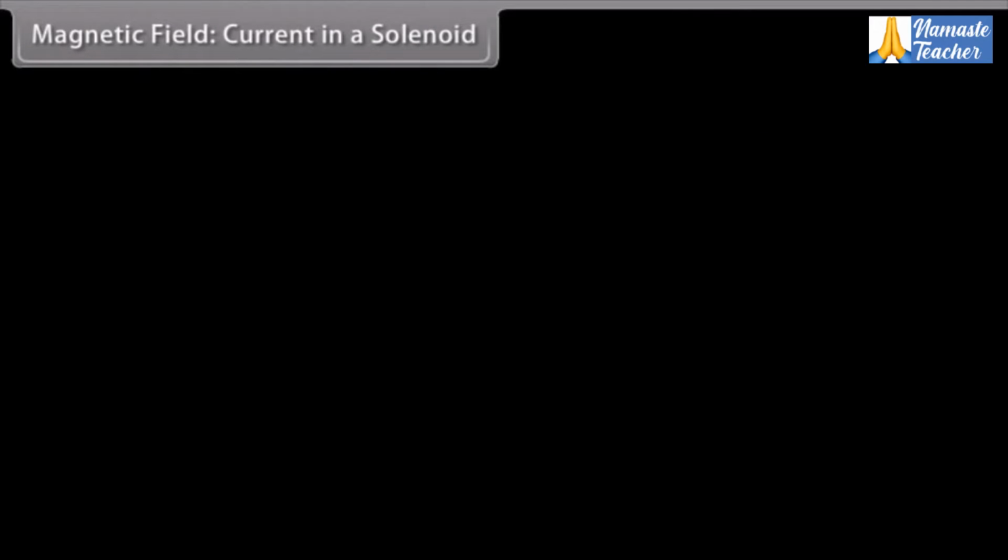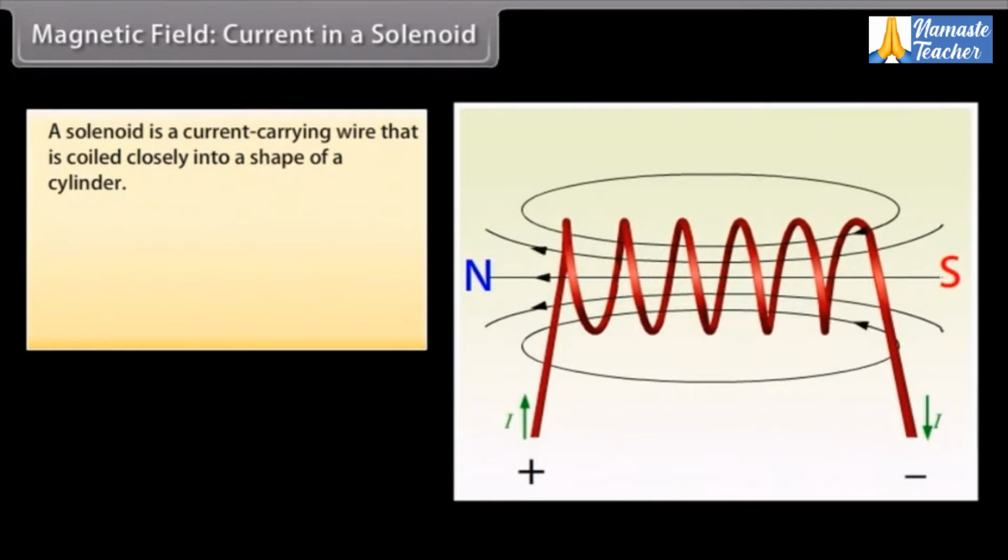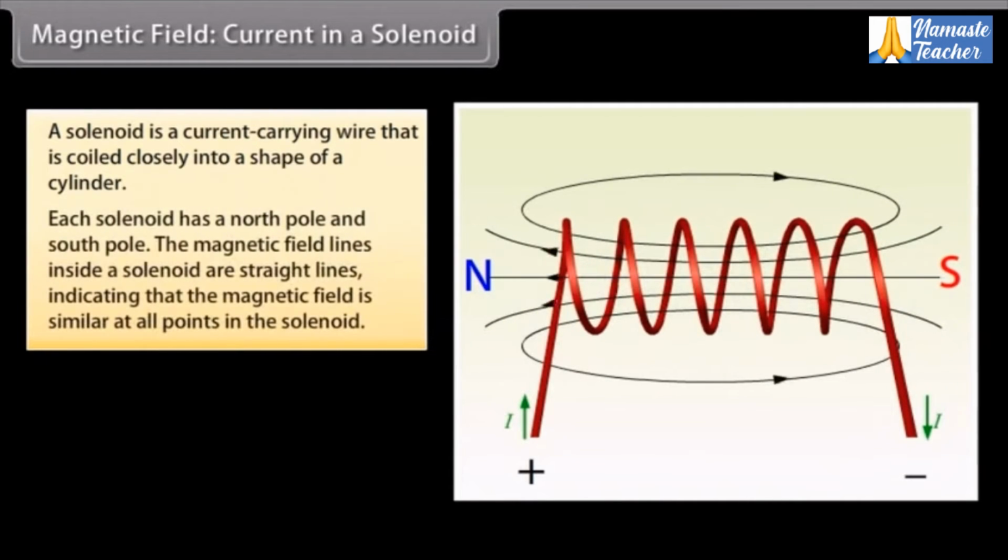Magnetic field, current in a solenoid. A solenoid is a current-carrying wire that is coiled closely into a shape of a cylinder with the turns as close together as possible. This is similar to a bar magnet. Each solenoid has a north pole and south pole.